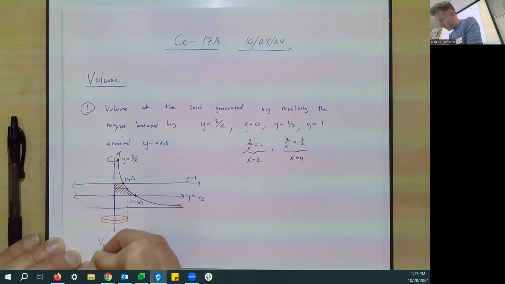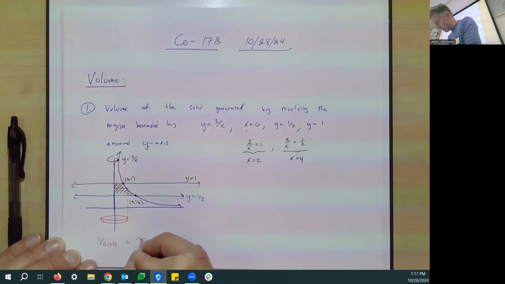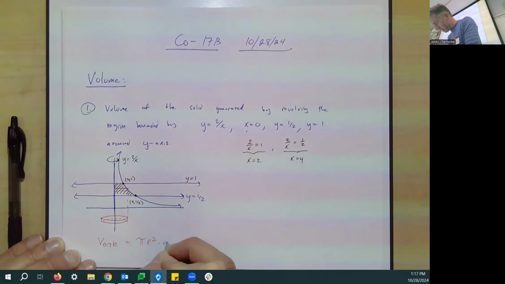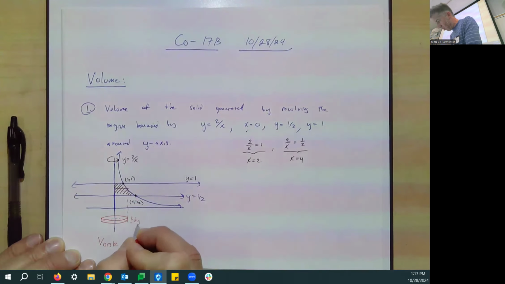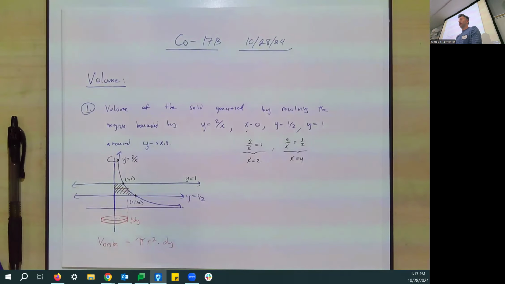And the volume of this disk is pi times the radius squared times the thickness, which is a small change in y. And if you're going around a vertical axis, it's always going to be in terms of y. If you're going around a horizontal axis, it's always going to be in terms of x. I should say, if you're rotating around a vertical axis, it's always going to be in terms of y. If you're rotating around a horizontal axis, it's always going to be in terms of x. That is not a statement that would be true in the 21 series because you have other methods available to you, but it is definitely a statement that is true in the 17 series because in this class we only use washer method, which is great.